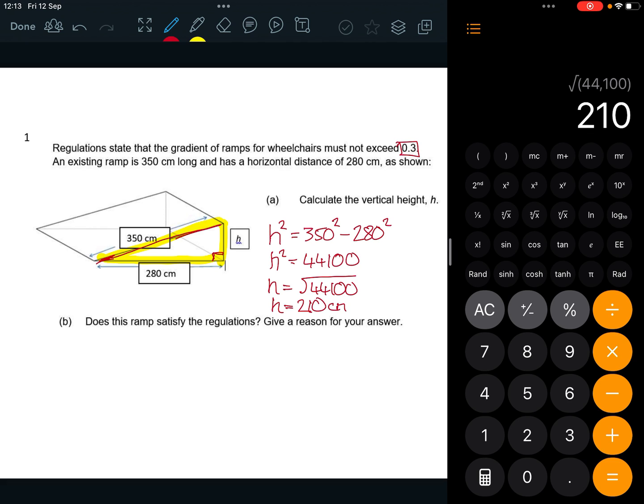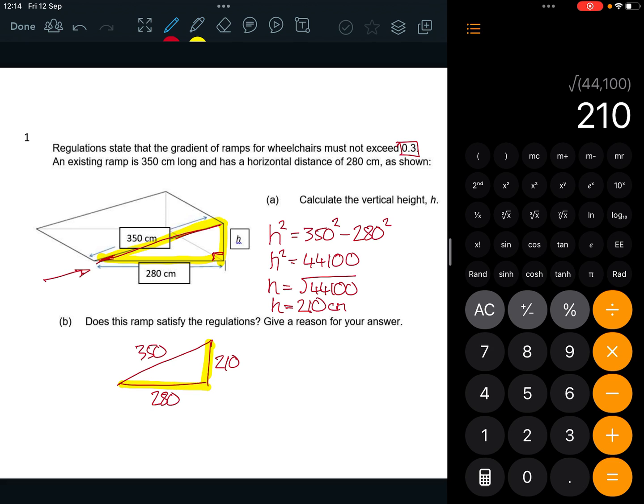Now the whole point of this is we're actually trying to work out what the gradient is. Now the gradient is just how steep this slope is. Okay, so that's how steep the slope is. So I've been just getting you to redraw this triangle. We've now got 210, we know that's 280, and we know that's 350. So what you've now got is we use these two values.